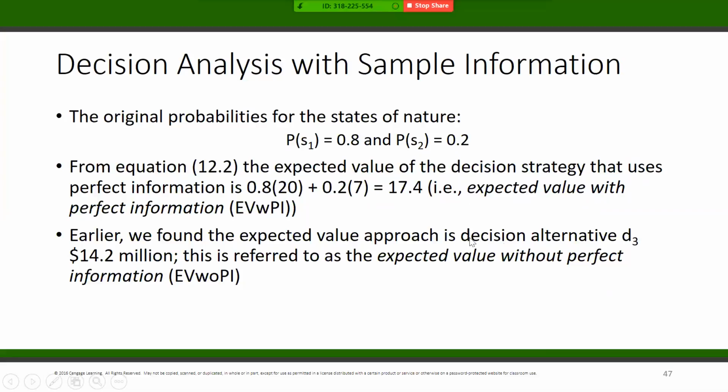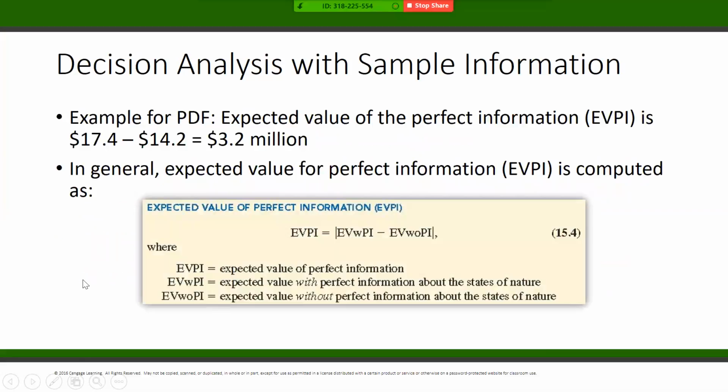Earlier, we found the expected value approach is decision alternative D3 at 14.2 million. Now this is referred to as the expected value without perfect information. So now we have the expected value with and without perfect information, 17.4 versus 14.2. So for this example, the expected value of perfect information is 17.4 minus 14.2, which is $3.2 million. And in general, the expected value of perfect information is computed by taking the with minus without and taking the absolute value, and that's the value there.